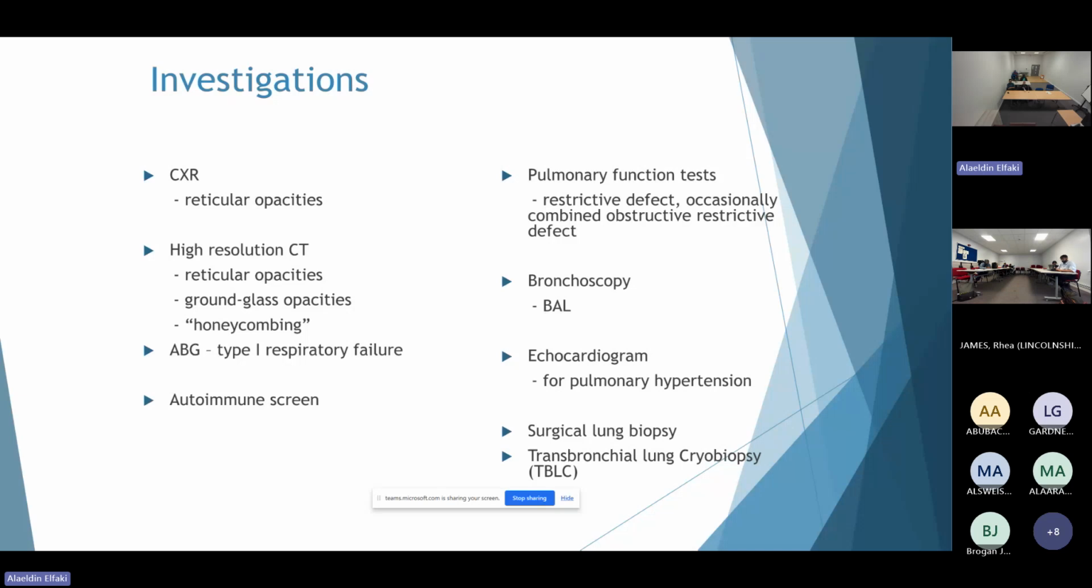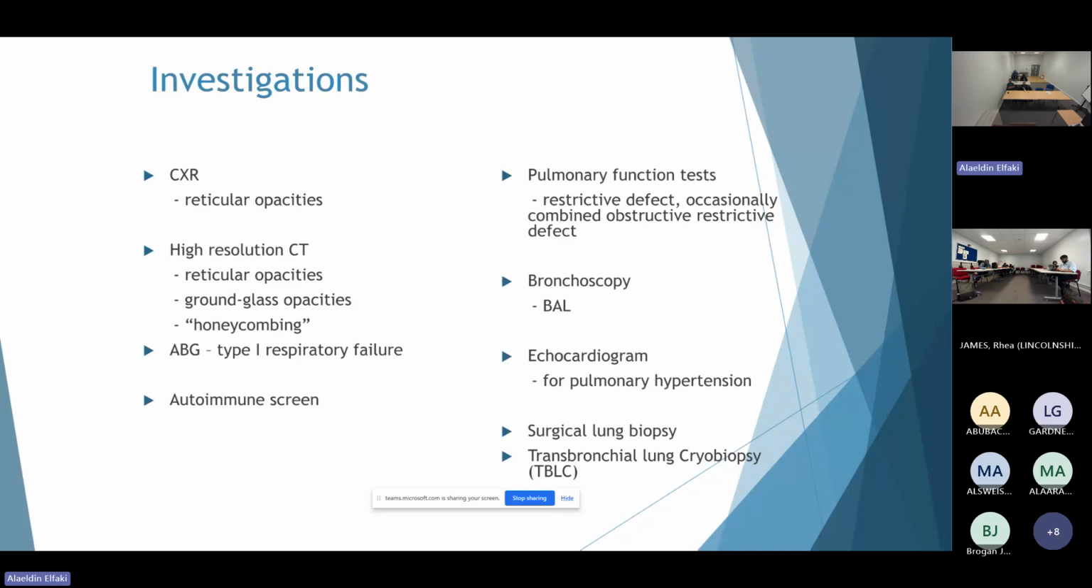So you need to screen them and make sure that the patient has no connective tissue disease. Lung function test is a very primary test we can request, and the pattern that you see is mostly a restrictive defect, and some of the ILDs might have a combined obstructive and restrictive defect. For example, ILD related to smoking might have a combination of obstructive and restrictive pattern.